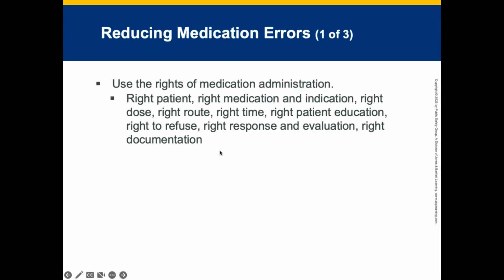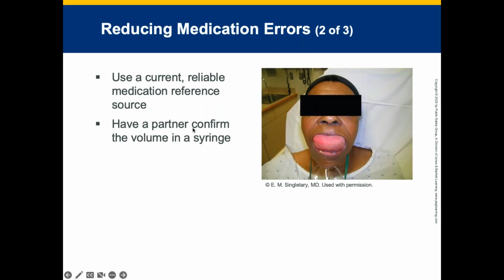All right. So we talked about this right here. Reduction in medication errors. Okay, medication errors happen more often than you think. Decisions are often based on memory and frequently occur in the context of stressful, life-threatening patient situations. We want to make sure we use the right patient, right medication and indication, dose, route, time, patient education, right to refuse, right response and evaluation, right documentation. Right? Those are all the different rights of medication.